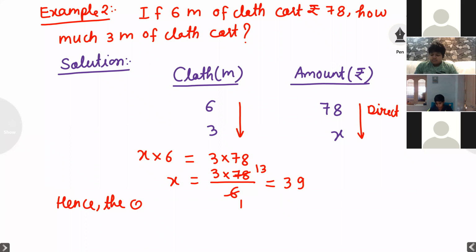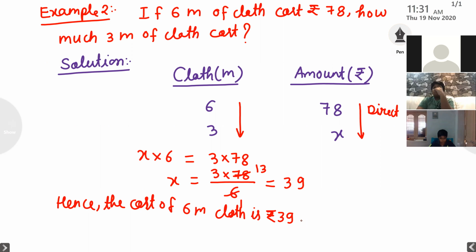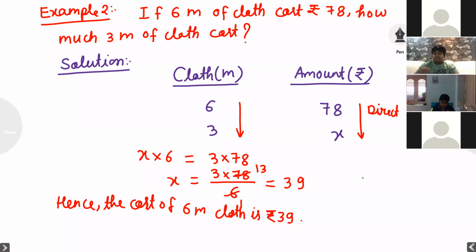Hence, the cost of 3 meter cloth is rupees 39. Write down everyone clearly.